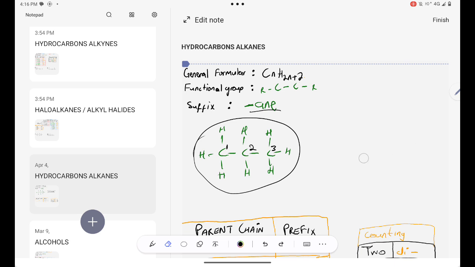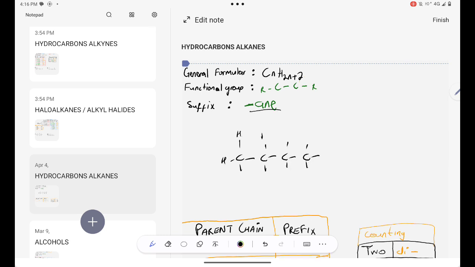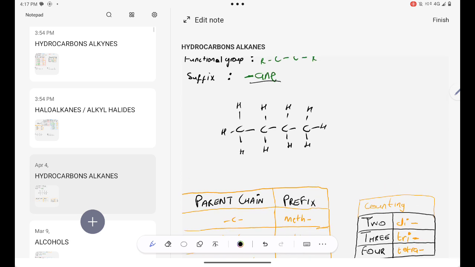Please pause the video a bit and then try this one on your own. Yes, the IUPAC name is butane. But I want you to write this structural formula in a condensed form.